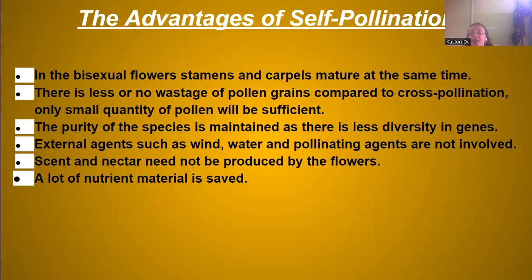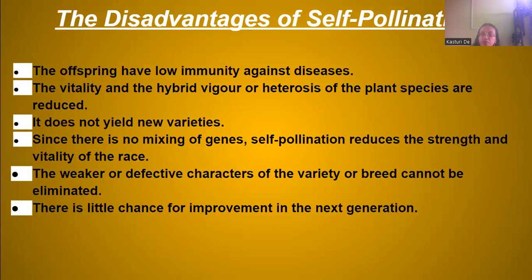Then external agents are not required for self-pollination. Then scent and nectar need not be produced by the flowers to attract pollinating agents. It's not required. Then a lot of nutrient material is saved. This energy can be used for self-pollination or in developing its own characteristics. So a lot of nutrient material is saved.